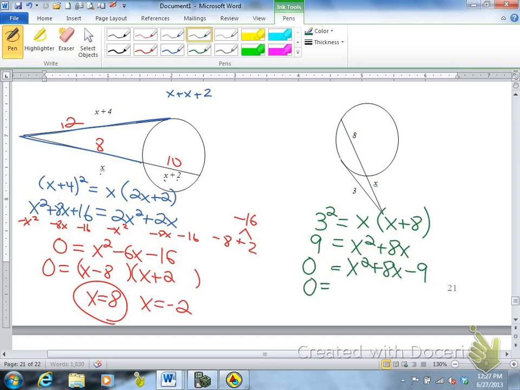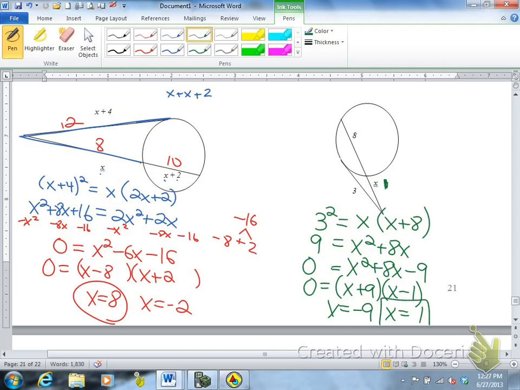So you have 0 equals x plus 9, x minus 1. Those are factors of negative 9 that add to 8. So you get x equals negative 9, x equals positive 1. So it looks like the answer is 1 since x can't be negative.